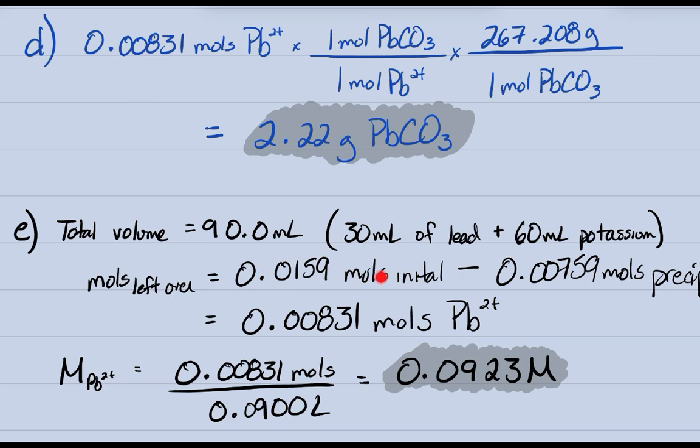So here's what we had initially. We figured this out in part C. Here's what precipitated in that first precipitate. So this was the number of moles left over there after that first precipitation reaction.